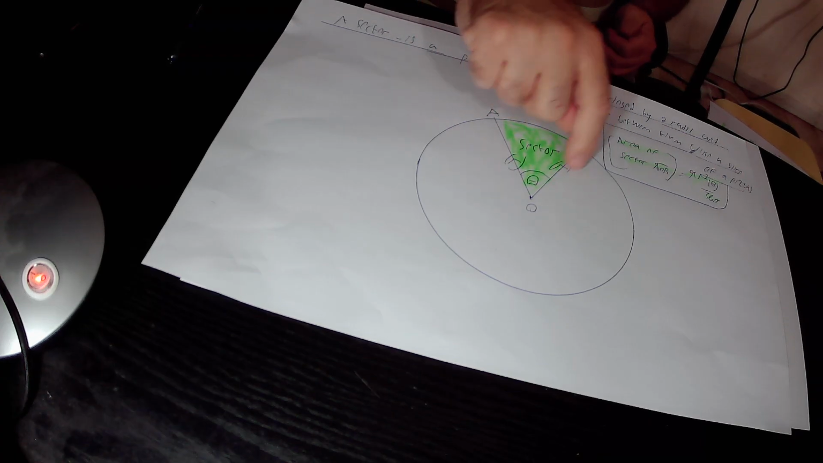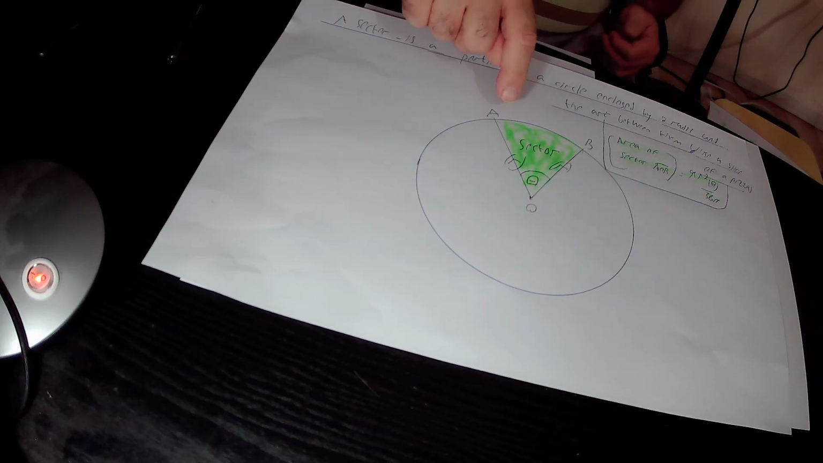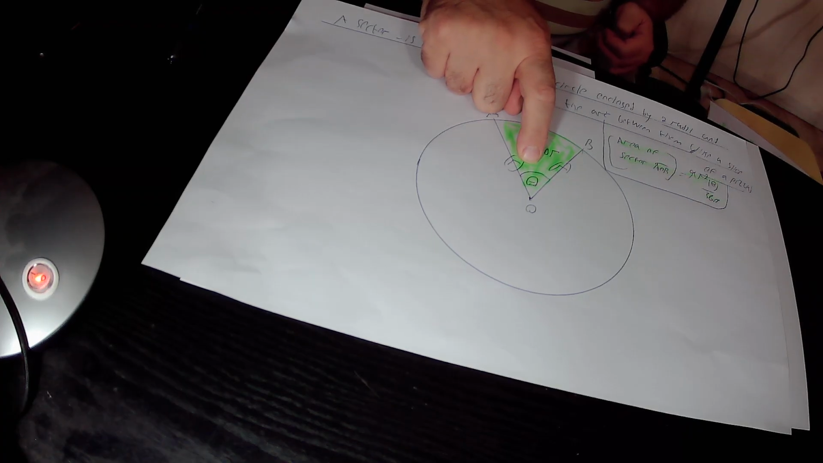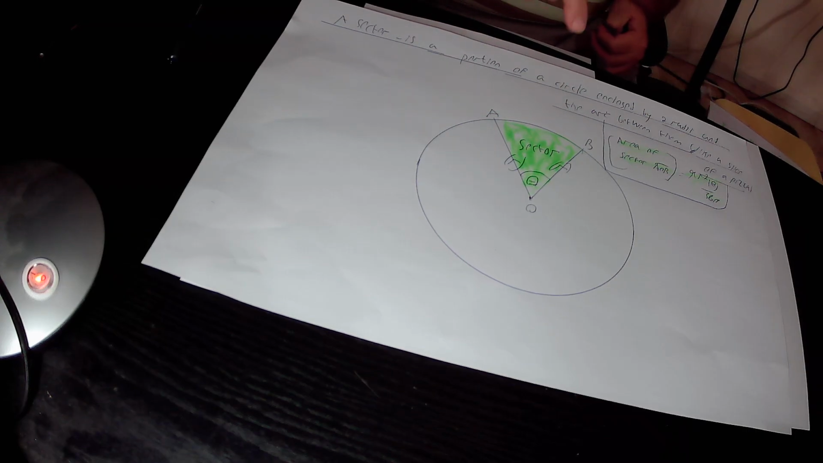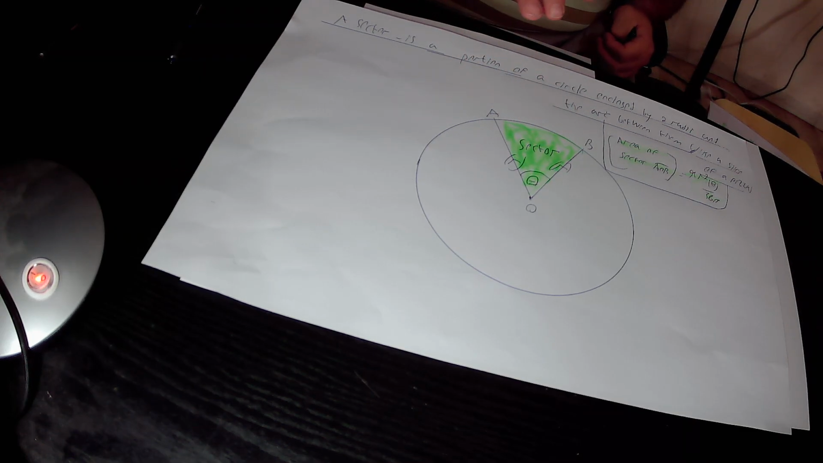The two radii are defined as the legs of the sector. So the area of this sector AOB equals the area of the circle that contains the sector, that is to say pi r squared, where r is the radius of the circle, times the angle between the legs of the sector, that is theta, over 360 degrees. Again, a sector is a portion of a circle enclosed by two radii and the arc between them, and the area of this sector equals pi r squared times theta over 360 degrees.